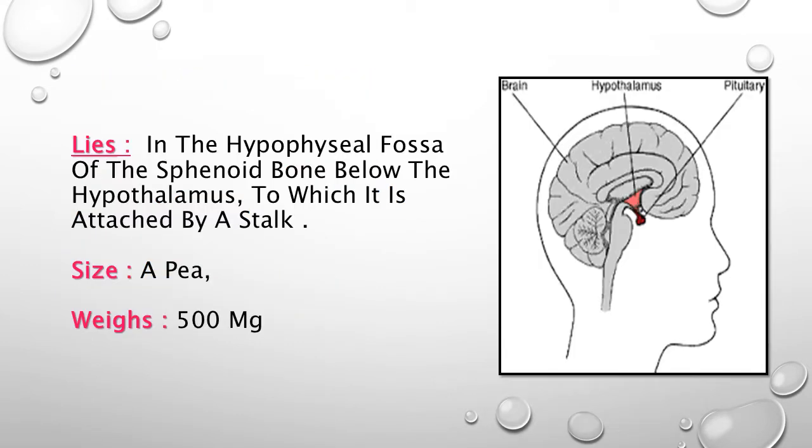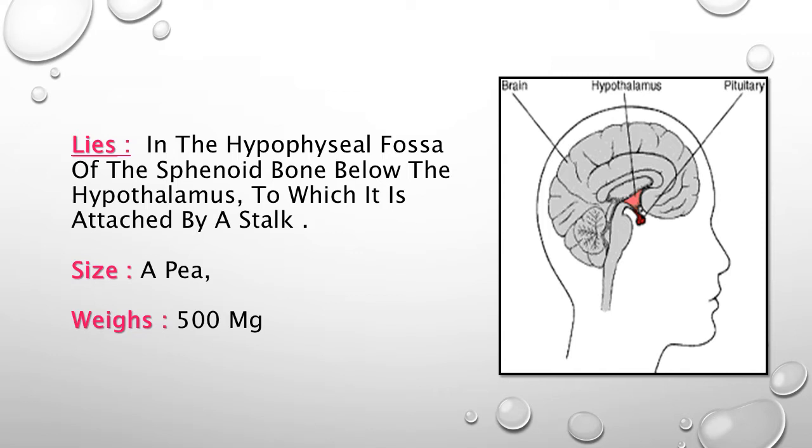Now we will see the anatomy and physiology of the pituitary gland. First, location. The pituitary gland is located in the hypophyseal fossa of the sphenoid bone and below the hypothalamus, to which it is attached by a stalk. Okay, it is located in the hypophyseal fossa of the sphenoid bone, below the hypothalamus, and attached by a stalk.